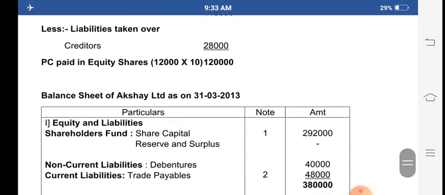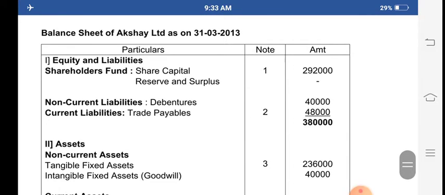Now see shareholders' funds. We have to draw the vertical format and prepare the balance sheet of Akshay Limited as on 31st March 2013, with the particulars column, note column and amount column. The first heading is equity and liabilities, under that shareholders' funds, and under that share capital, note number 1. Note number means the working note, which we prepare.